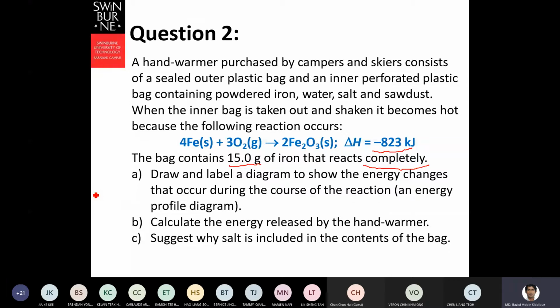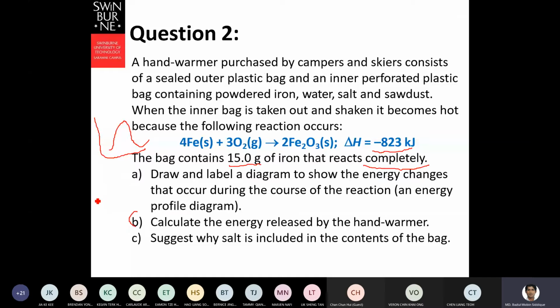And question number B is calculate the energy released by the hand warmer, and C, suggest why salt is included in the content of the bag. So first of all, we have to draw an energy barrier, how this thing is going, how it is happening. We will draw it later.